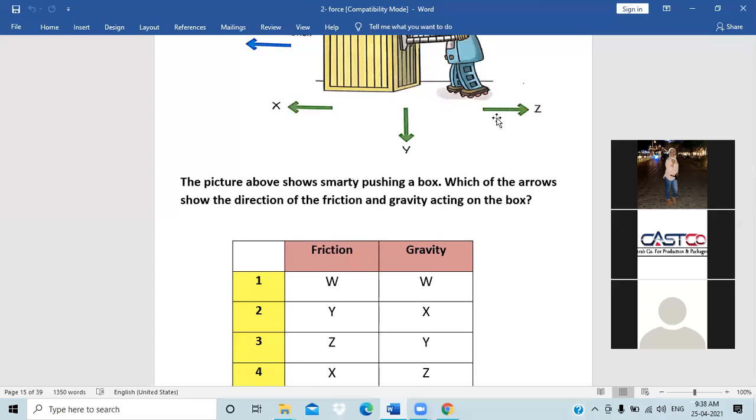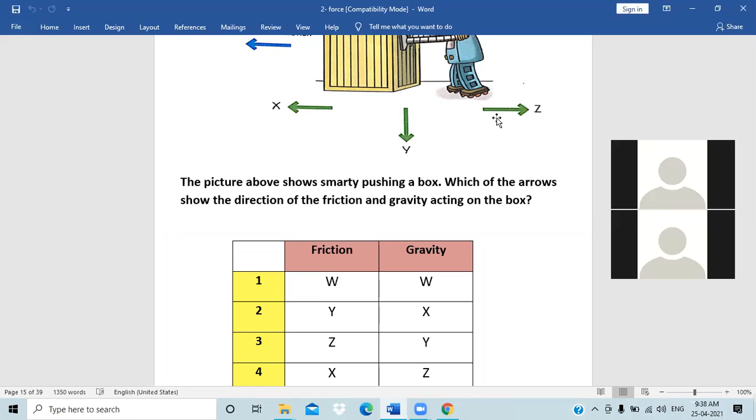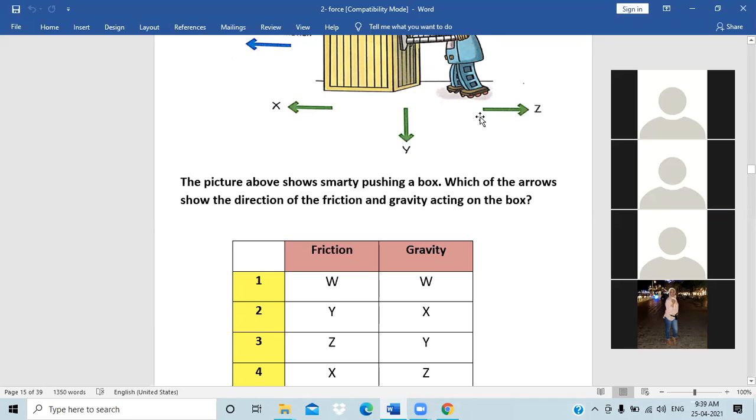Which one do you think is the right answer? Raise your hand if you know the answer. I have only Malik raising his hand. Where are the rest? This is an easy one. It just needed some clarification, but once you understand, you can answer it really easily. Yes, Malik, what do you think the answer is? Three, exactly. Three, which says that the friction is arrow Z and the gravity is arrow Y.